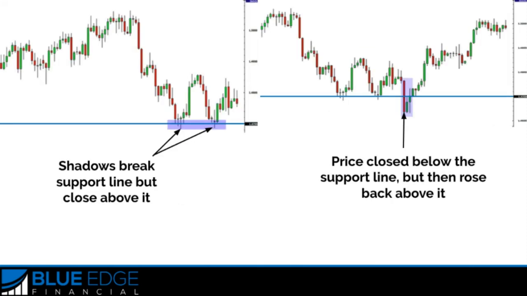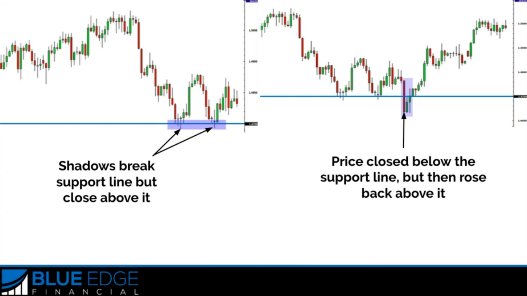Support and resistance levels aren't exact numbers. In fact, sometimes you'll see a support or resistance level that seems like it's being broken. Like in this example on the left, it looks like price is going to break right through the support line, but really the market was just testing the support and then bounced back and shot up. And in the image on the right, you can see price actually closed below the support line, but then rose back above it and then continued up.